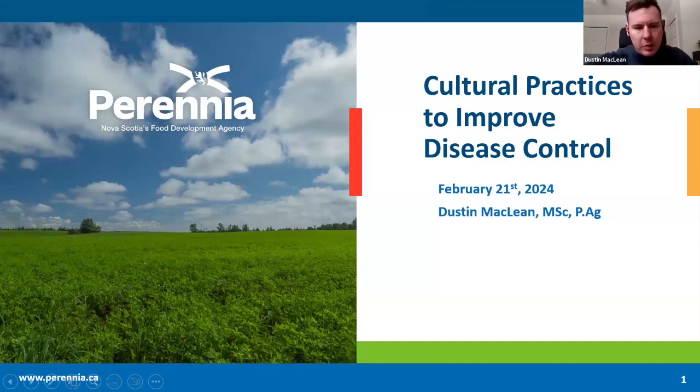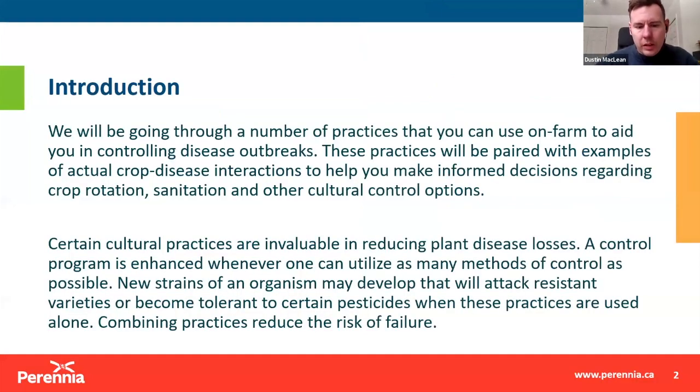So today I'm going to talk about cultural practices to improve disease control. An introduction: we'll be going through a number of practices that you can use on farm to aid you in controlling disease outbreaks. These practices will be paired with examples of actual crop disease interactions to help you make informed decisions regarding crop rotation, sanitation, and other control options.